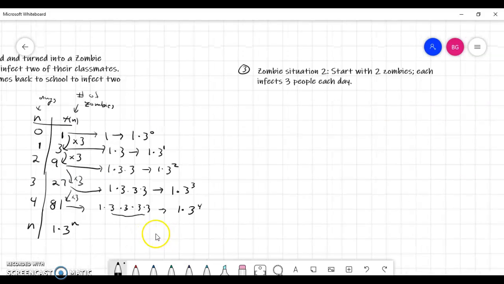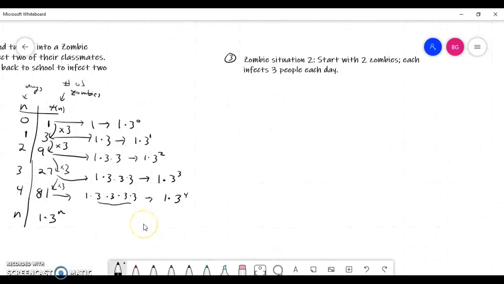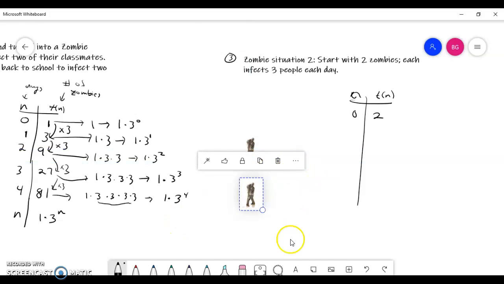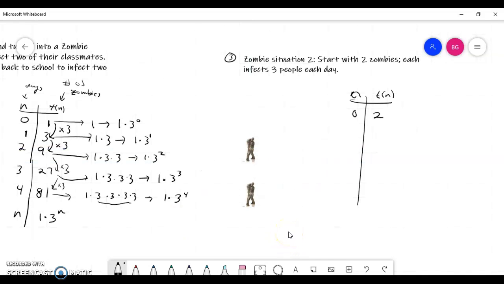Let's look at one more here. I'm going to leave that table on here. For this one, we start with 2 zombies, and each day they infect 3 people. Okay, so I'm going to make a table again. We have our days, which is our n, and our T of n, which is number of zombies again. Day 0, we start with 2 zombies. So I guess I could put 2 zombies on my screen here. There are 2 zombies now on the screen. Each day they infect 3. So I'm going to put 3 for each of these.